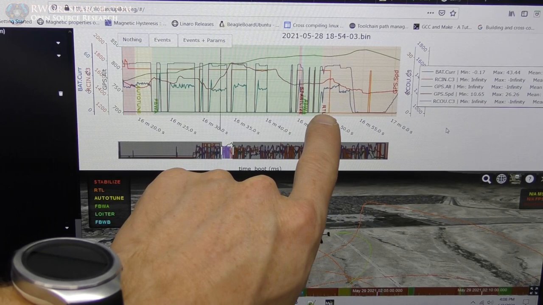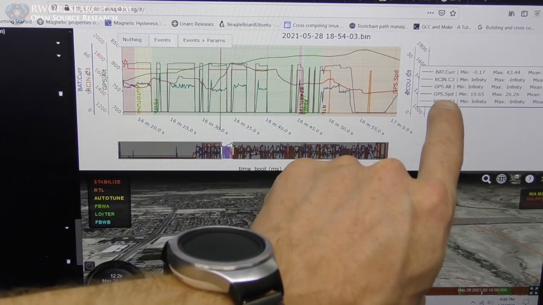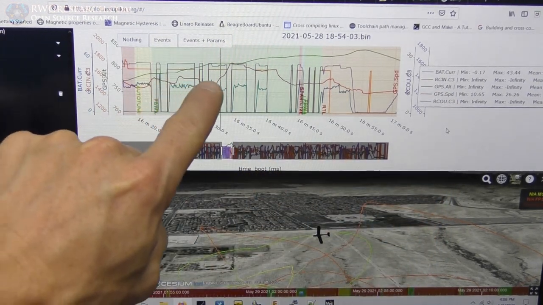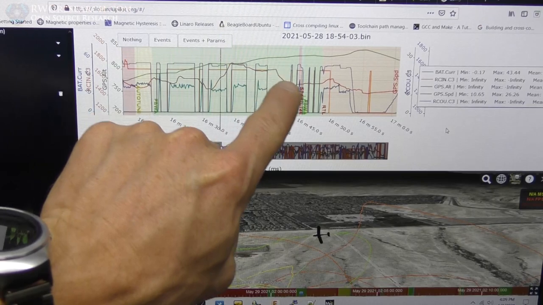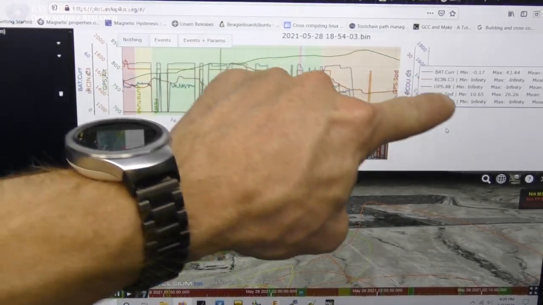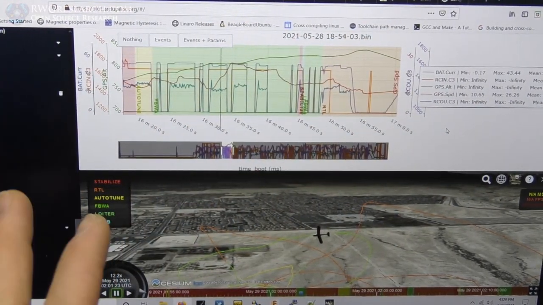If you look right here, you have the speed in red and the altitude in green. You can see the red sped up and slowed down, sped up and slowed down. And then you have the altitude, so you can see I'm going up, and then I start going down. So we have all the data, we can look at it. Let's put it together.